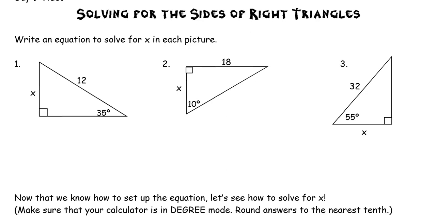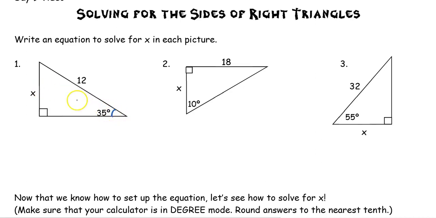In today's video, we are going to be looking at solving for the different sides of a right triangle. To solve for the sides, we're going to think about those three trig relationships we looked at: sine, cosine, and tangent. In number one, I have three pieces of information. One, I got an angle 35.